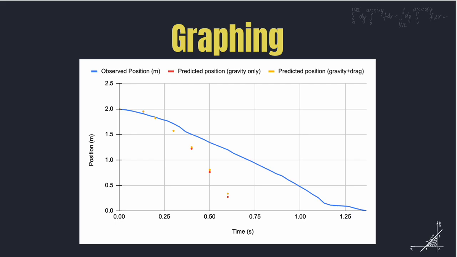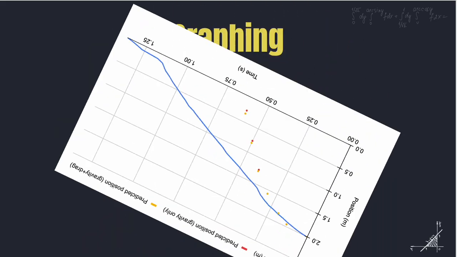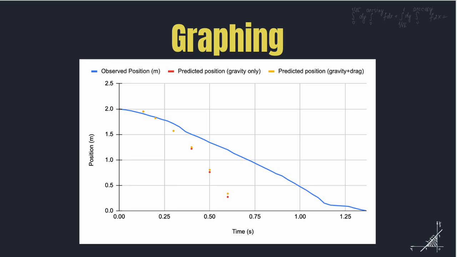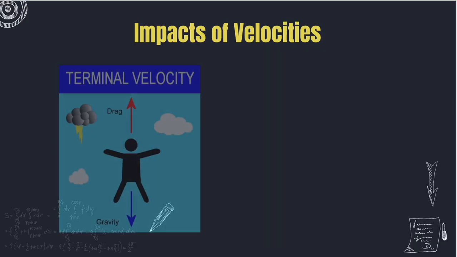After observing my actual and the two computational models, the observed data showed the longest fall time as real-world drag is significant. The gravity-only model predicted the fastest fall, while the gravity plus drag model fell slightly slower than the gravity-only model, but faster than the observed data.